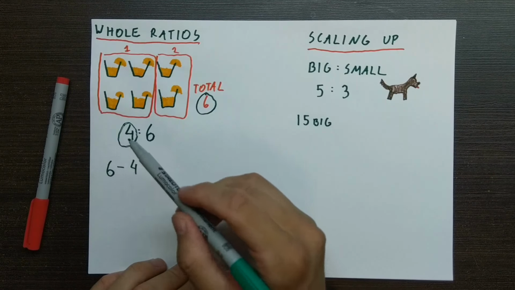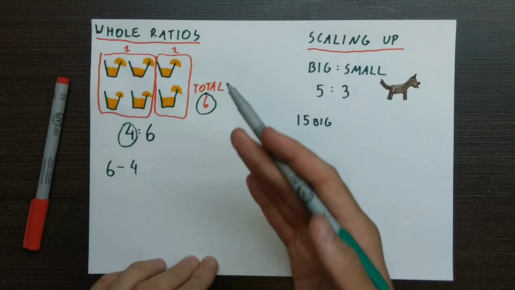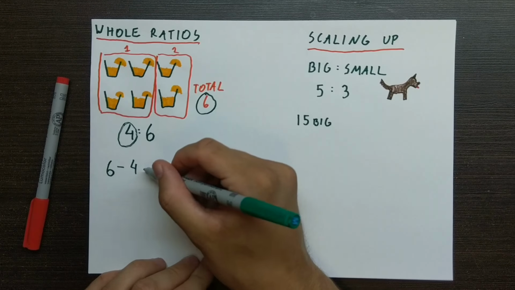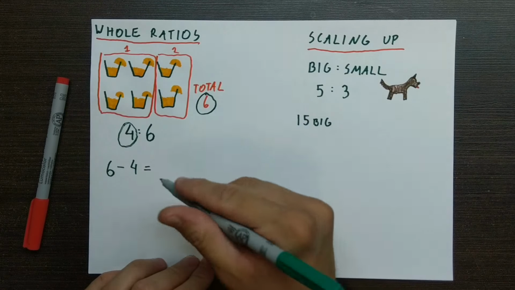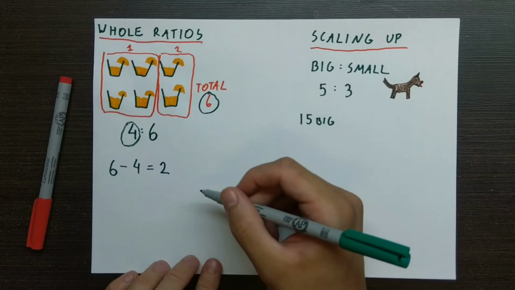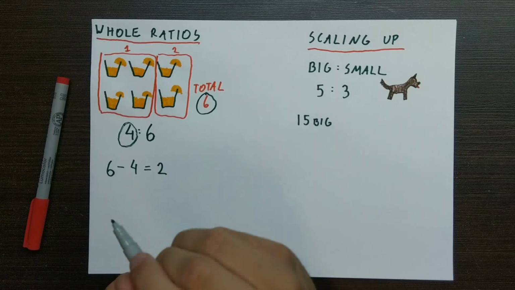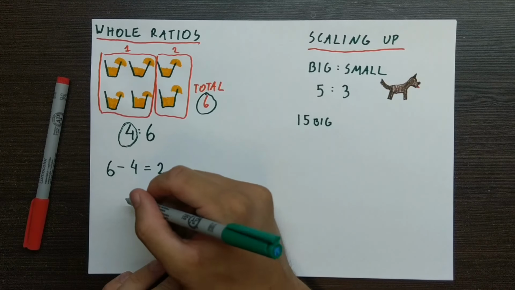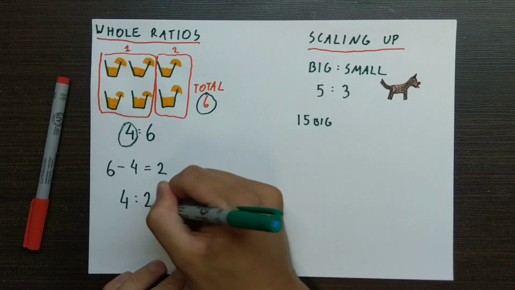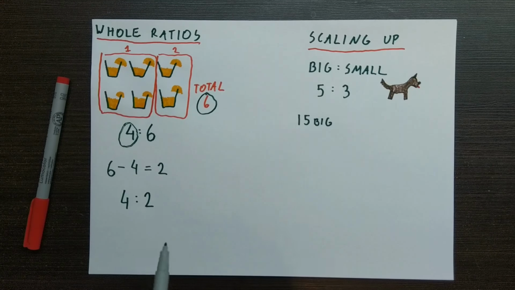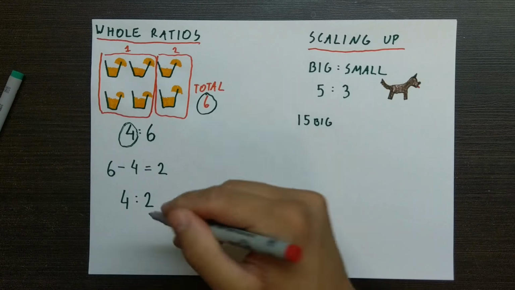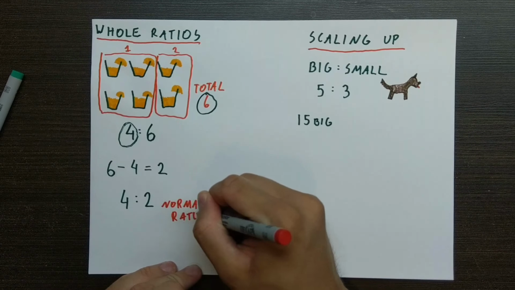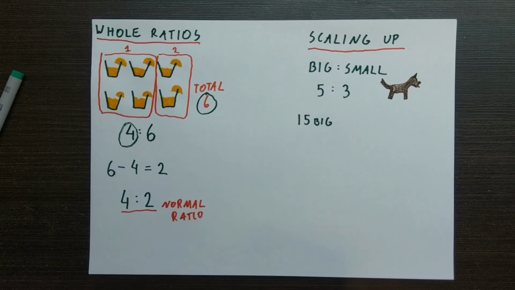We take that 4 away from the 6 total, and logically, that will leave us the second part. So 6 minus 4 is equal to 2. And that's our other part. So converting this to our normal ratio, it would be 4 to 2. And then we can work as normal. This is our normal ratio, as I like to call it.